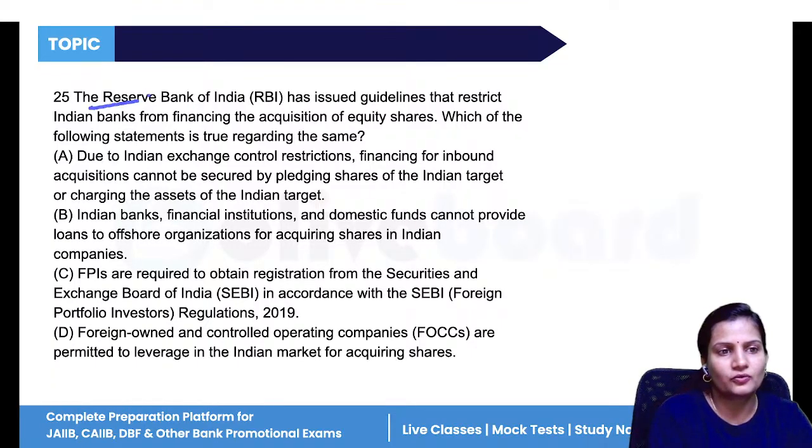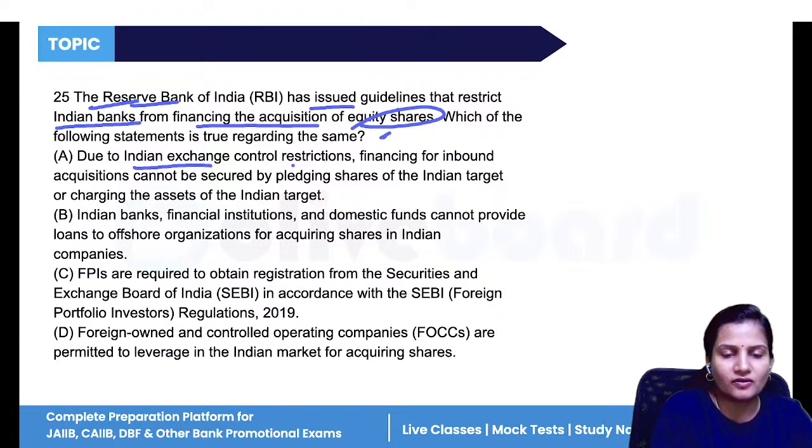Now, for doing the overseas project, RBI has issued guidelines that restrict Indian banks from financing the acquisition of equity shares. Now, which of the following statements is correct? Indian exchange control restrictions on financing for inbound acquisition cannot be secured by pledging shares of the Indian target.